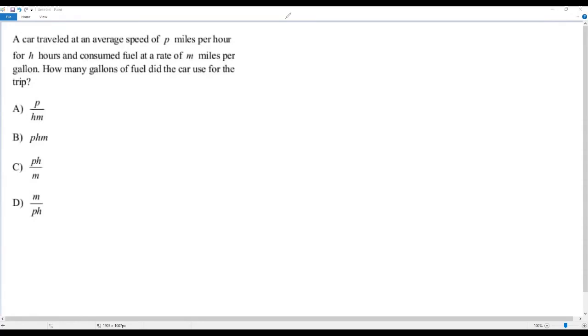Here we have a SAT math problem. Okay, let's go to the question. A car traveled at an average speed of P miles per hour for H hours and consumed fuel at a rate of M miles per gallon. How many gallons of fuel did the car use for the trip?